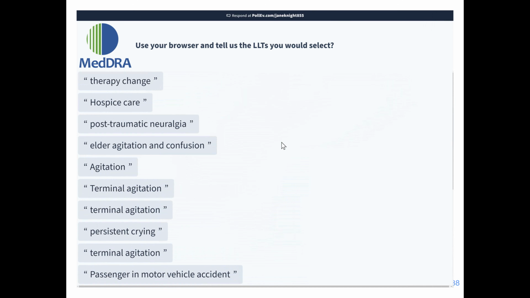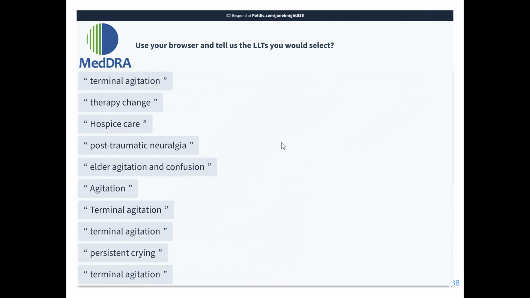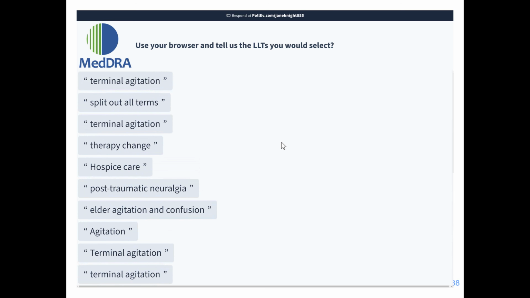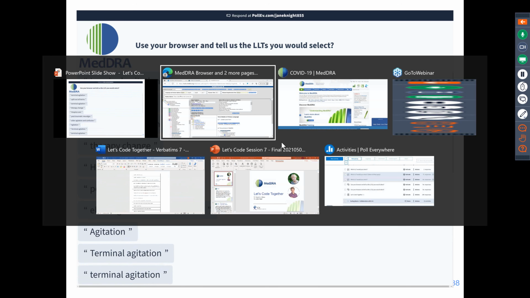Therapy changed. Yes, that's right, that was reported as well. Is hospice care in MedDRA? Is there an equivalent? You would split it out. So let's go into the browser now and have a look and split them out.